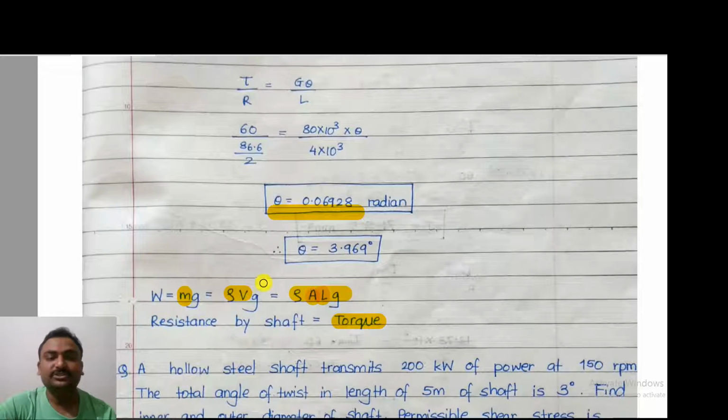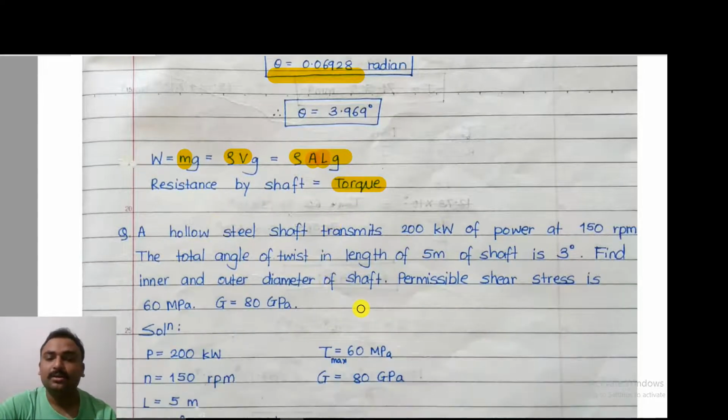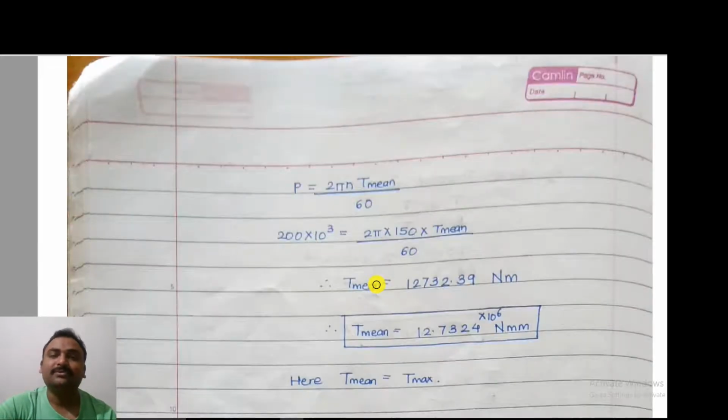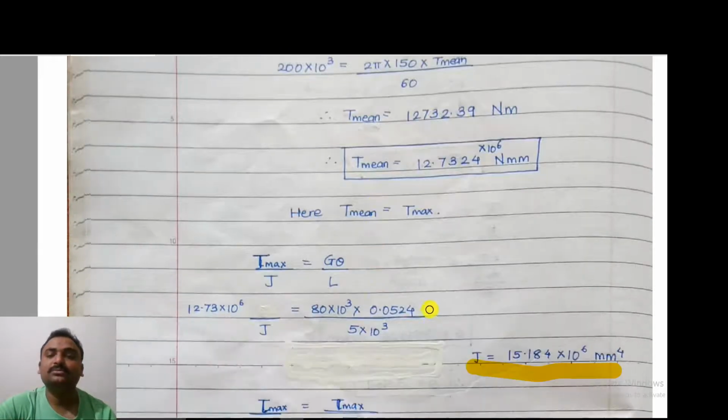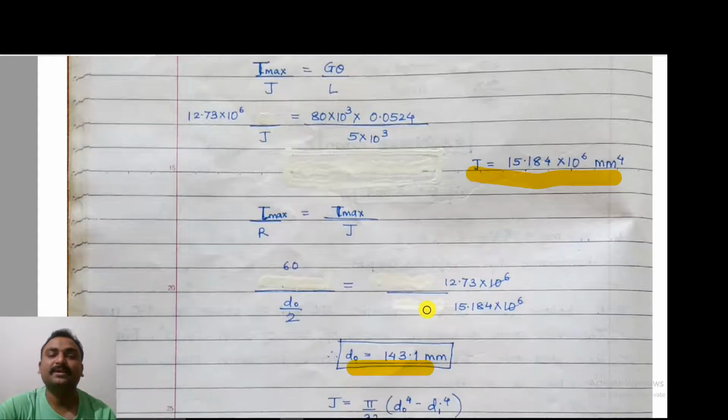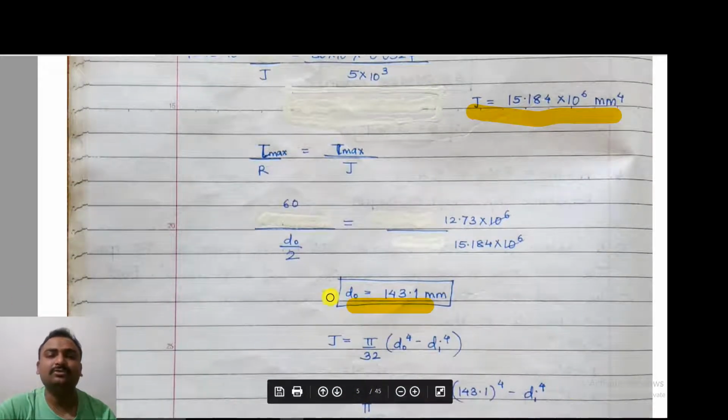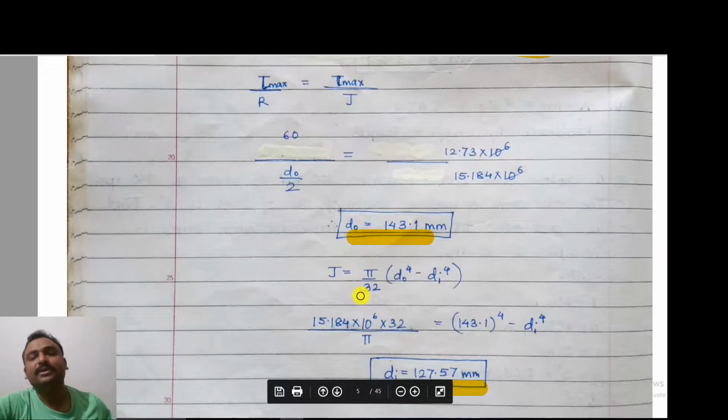We have also seen how to calculate the weight of the shaft. Weight is nothing but mass into acceleration. We can convert mass into density into volume, and volume as area into length. So we get the formula for weight: density into area into length into acceleration due to gravity. This is also a sum to calculate the dimensions of the shaft, that is inner diameter and outer diameter, for a hollow shaft only.